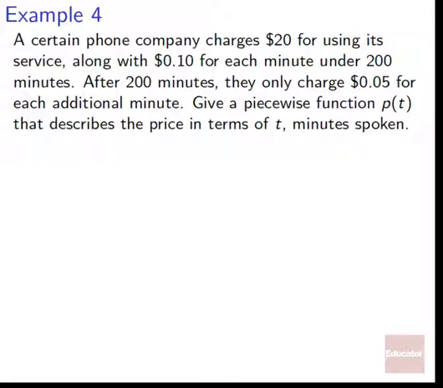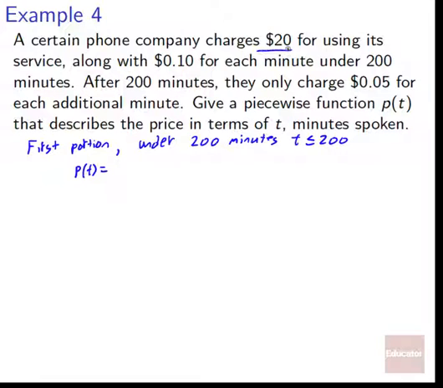So it's pretty easy for us to figure out what the first part is. So the first portion, when we're under 200 minutes, which is to say when t is less than or equal to 200, price of t is not too hard for that. P of t equals, well, $20 flat rate, right?